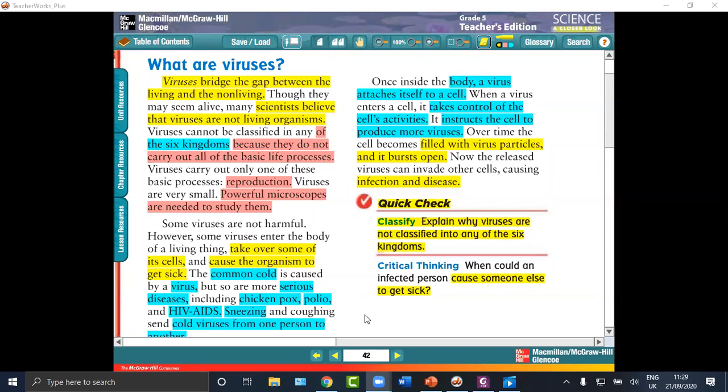Page 42. Now we'll go back to page 40. If you finish page 42, I will answer. Quick check, page 42. You can write the answer. Number 1. Explain why viruses are not classified into any of the 6 kingdoms. Why are they not classified into any of the 6 kingdoms?